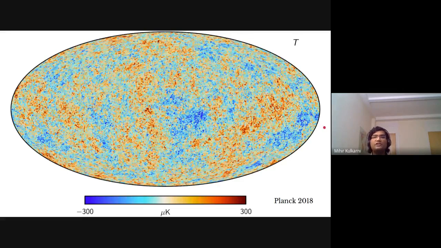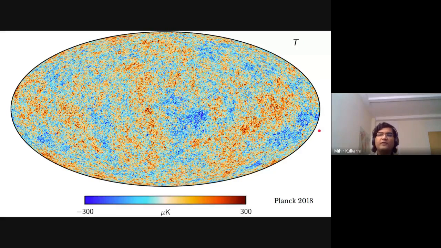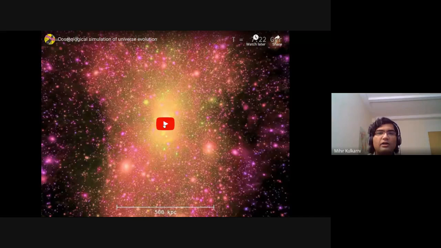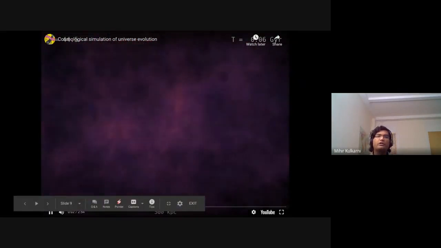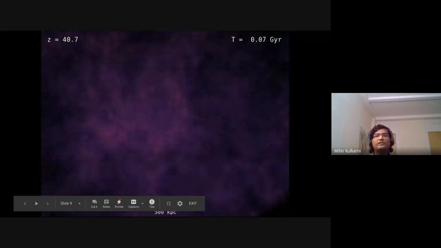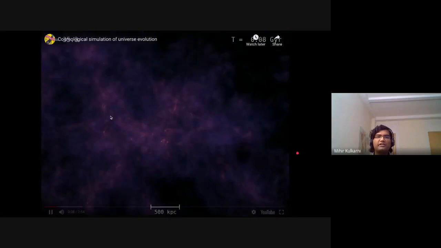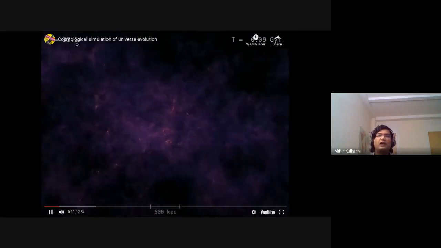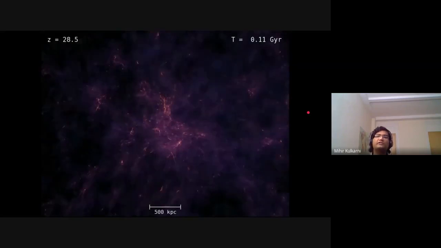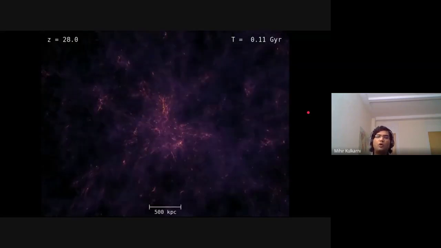So the structure formation is primarily governed by gravitational effects of dark matter. And this can be seen from this simulation of dark matter only done by Volker Springel. And this is dark matter only evolving with redshift. So you can see this is at redshift 30 now. And with time, we form denser and denser dark matter collapsed objects.